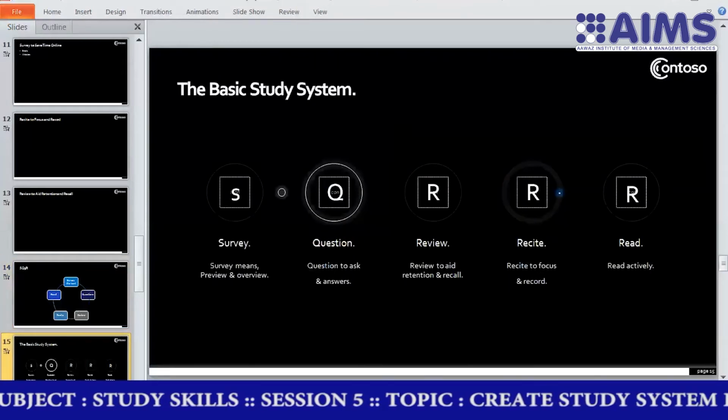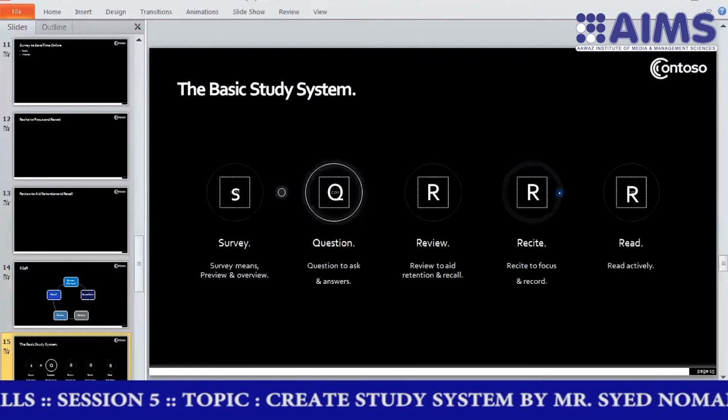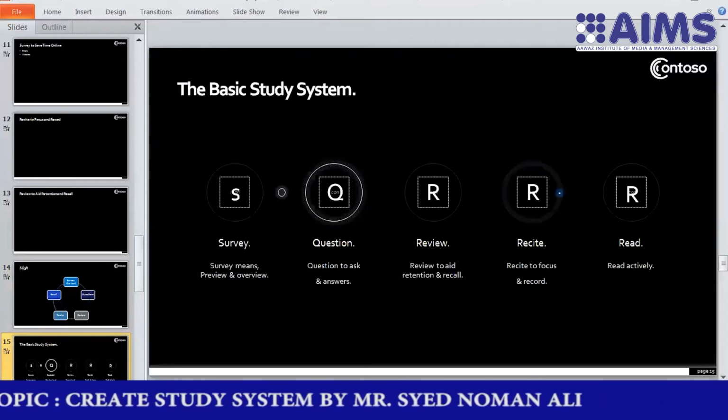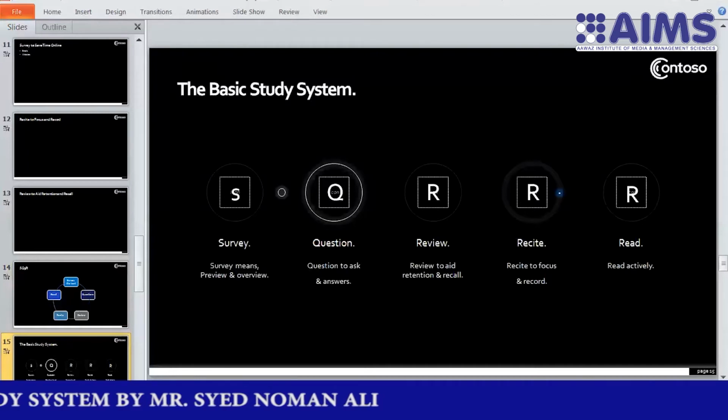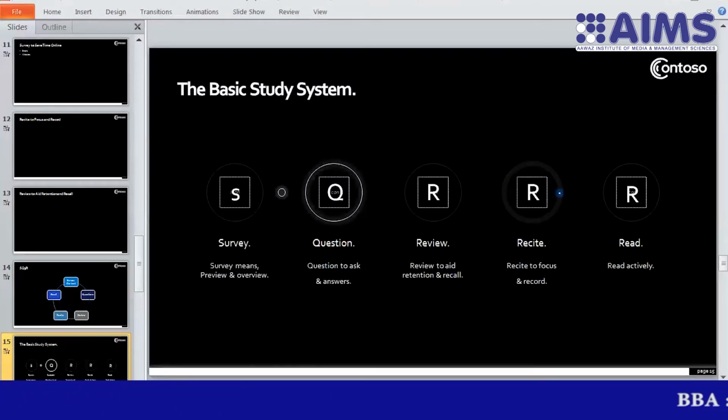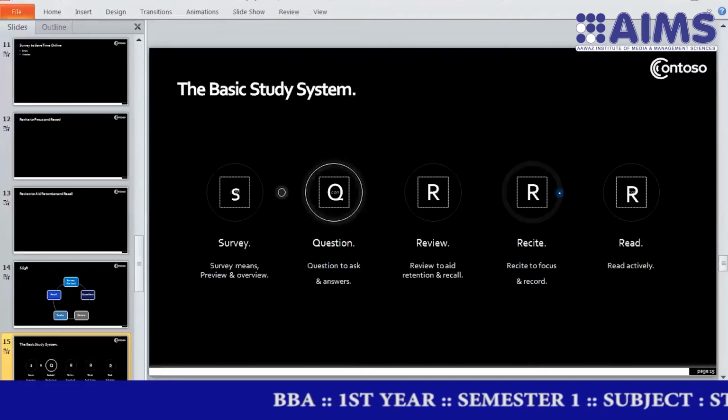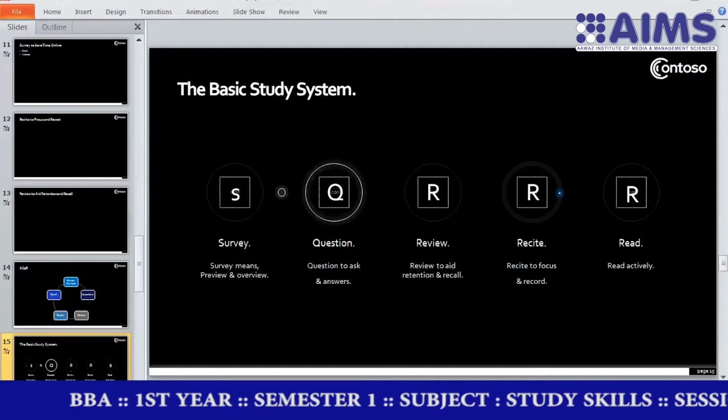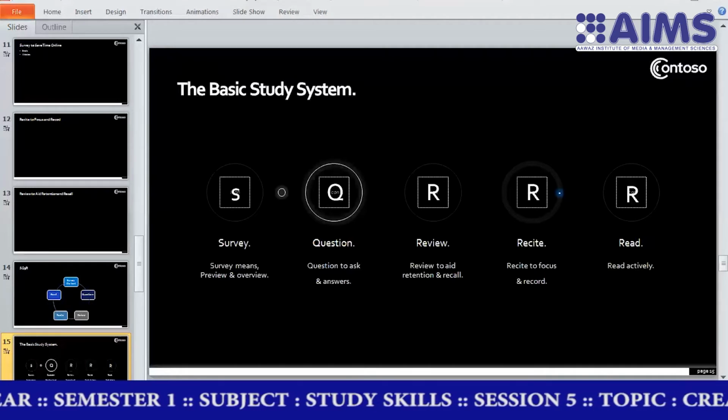Alright, the basic study system is SQ3R. S is survey. Survey means a review and the preview and the overview of the text. What we have already done and what we left and what we are going to do, and what is inside the whole chapter. This one is a survey, the go through.